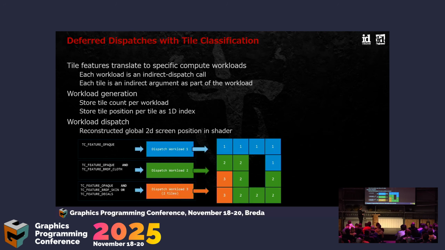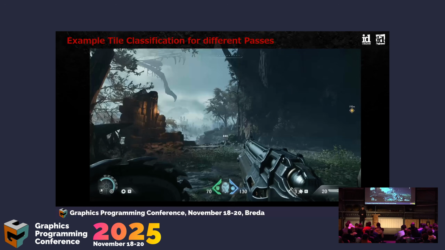And the third one, for illustration again, is a little bit more complex. It has skin or decal, so the shader just has more features in it. That translates to the orange workload, which covers different tiles on the screen again. The white workloads are those that don't have any features at all, so they don't get dispatched at all. This is what we want. This is the cheapest case, where we don't even have to check anything in the shader.